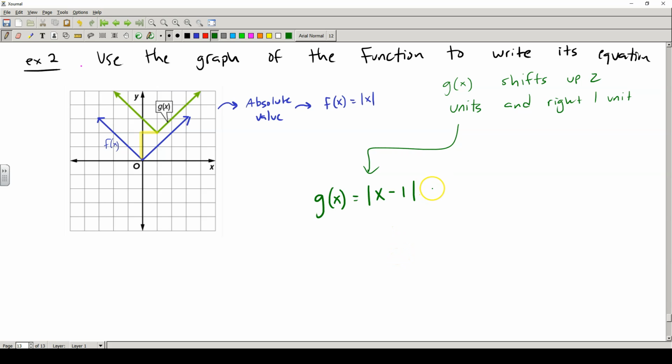And then at the end, what do I have to add? What's my k value? Well, I shifted up 2 units, right? So I'm just going to say plus 2 there. And this should be the answer for that. Okay, so example 2 questions, you're just looking at the graphs and trying to figure out what is the equation of that graph compared to the original or the parent function.